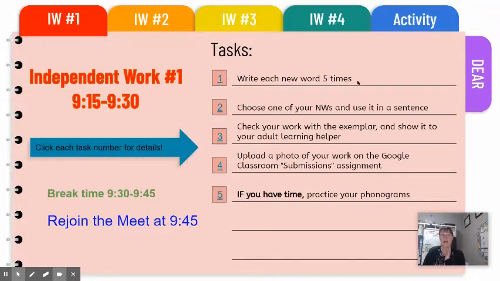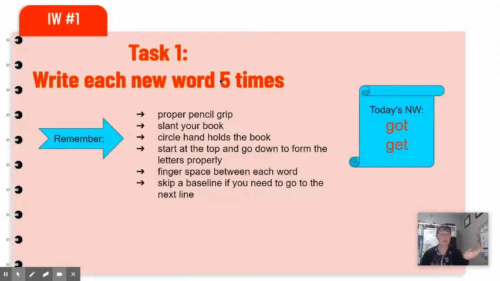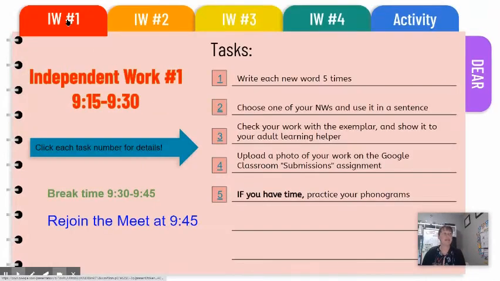Okay, so the first task is to write each new word 5 times. If we click on the number, it will take us to another page that gives us details about task 1. So remember, proper pencil grip, slant your book, and so on. Here are the new words in case you weren't sure what they are. To get back to that main page, the table of contents for independent work 1, you just click the tab and it takes you right back.